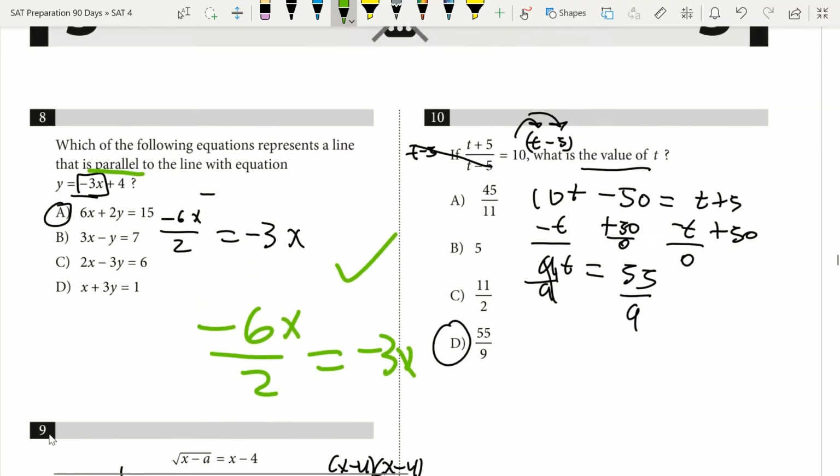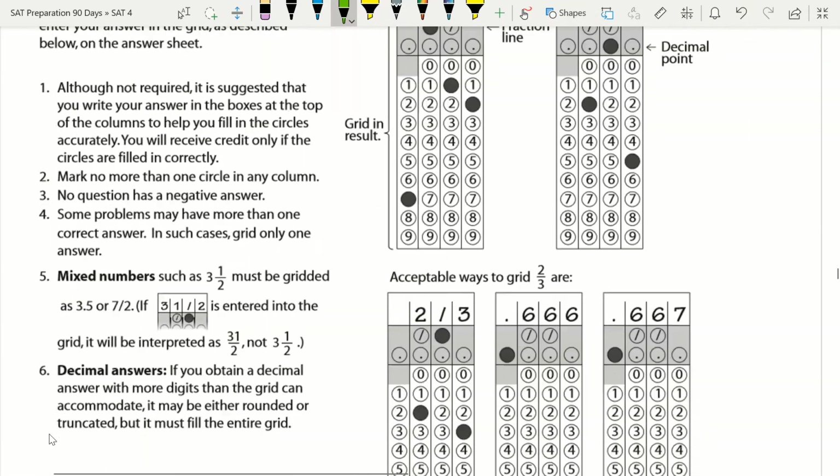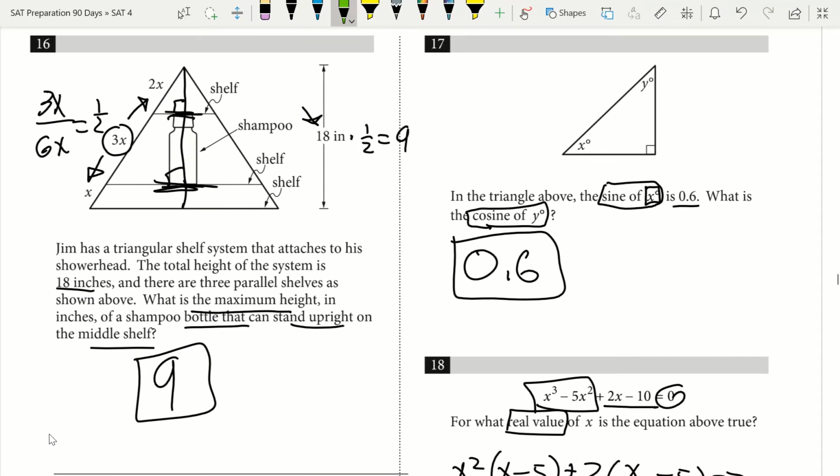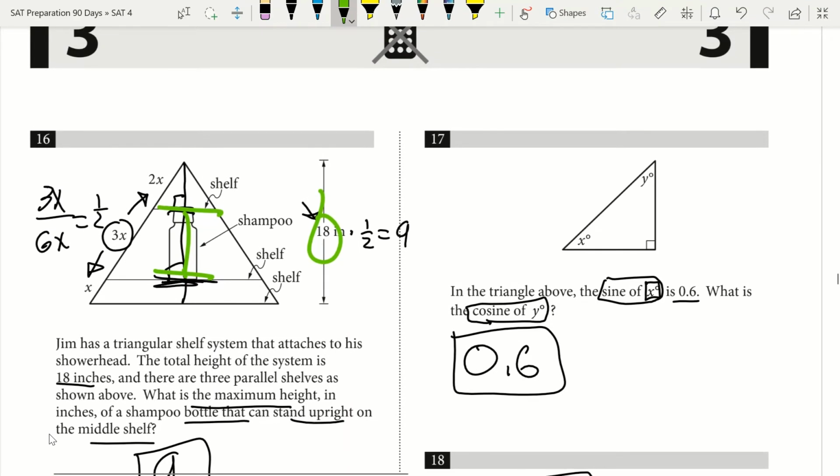Okay, number 10. Or I guess I'll move down and do 16 through 18 at this point as well, because that's what I would do if I were taking it. Okay, I've got 3x. That's going to have to be split over 6x to solve for this middle section here. That's going to give me 1/2. A half times my total height's going to be half times 18. Answer is 9. That's correct. That's checked.